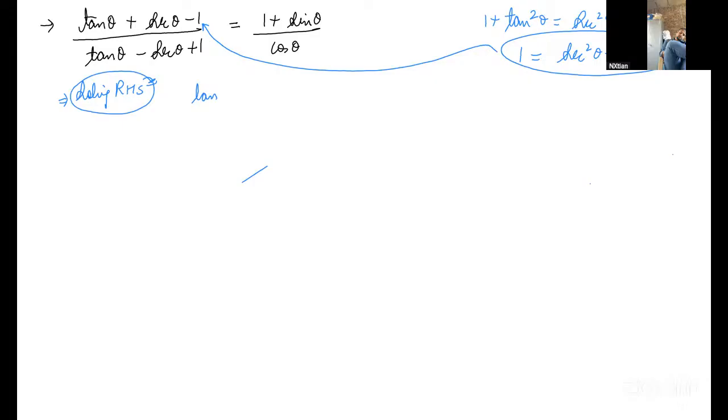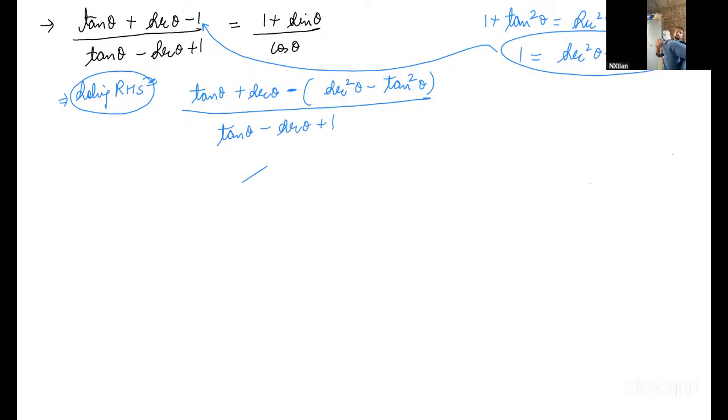Tan theta plus sec theta minus sec square theta minus tan square theta upon tan theta minus sec theta plus 1. This is the question. Did you understand? Now this minus sign is there. Can I multiply this minus sign with both the terms, so the minus will become plus and the plus will become minus? So what will be the next step?